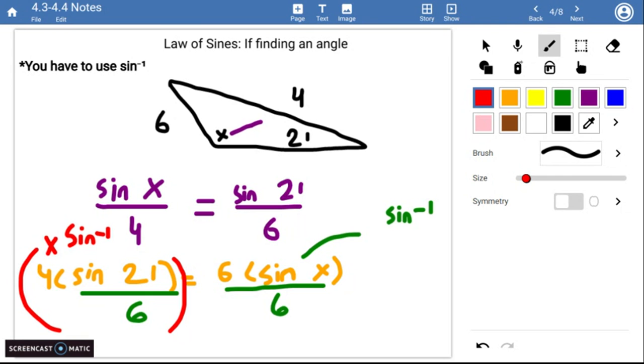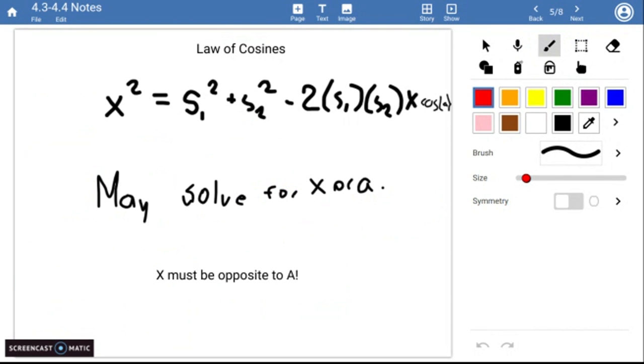Yes. Yep. That is the answer. And the final answer for this would be, rounding to tenths once again, 13.8 degrees. That is the measure of x. Now, the next one is law of cosines.